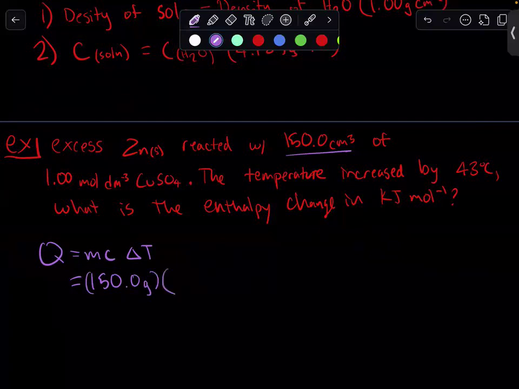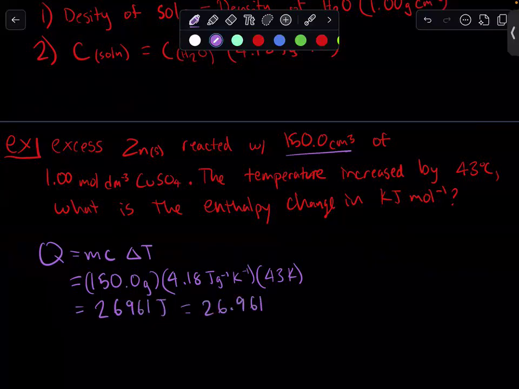Furthermore, our specific heat capacity will still be that of water, 4.18 joules gram inverse Kelvin inverse. Lastly, our change in temperature will be 43 Kelvin. So we can get our Q quite easily. It becomes 26,961 joules, which I will convert to 26.961 kilojoules. All right, so there's our Q.